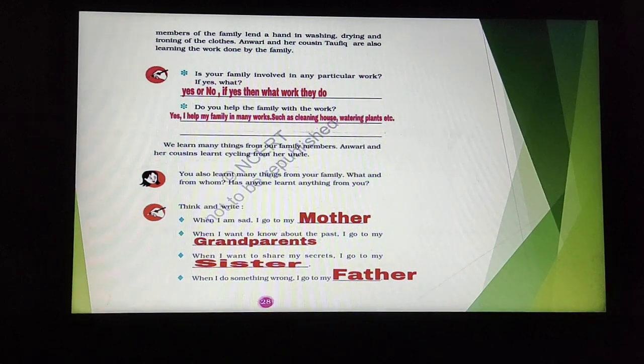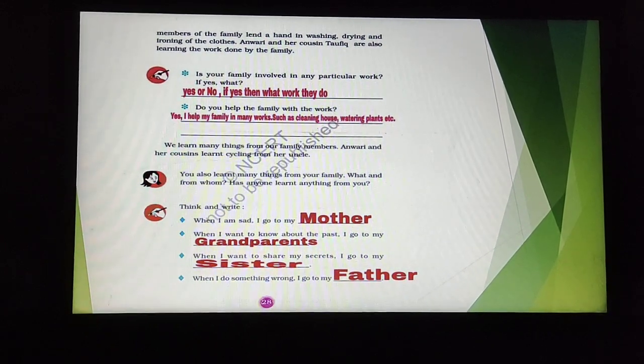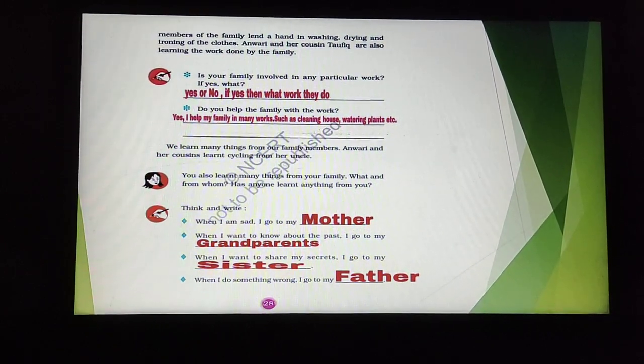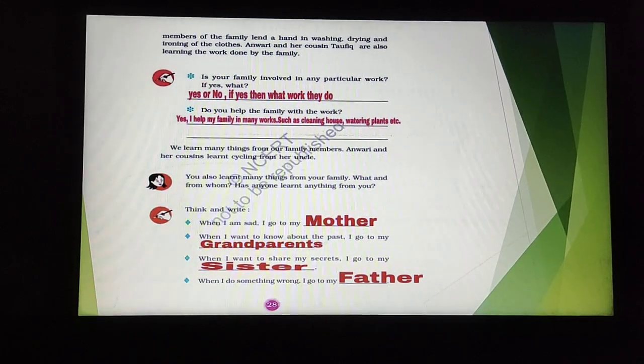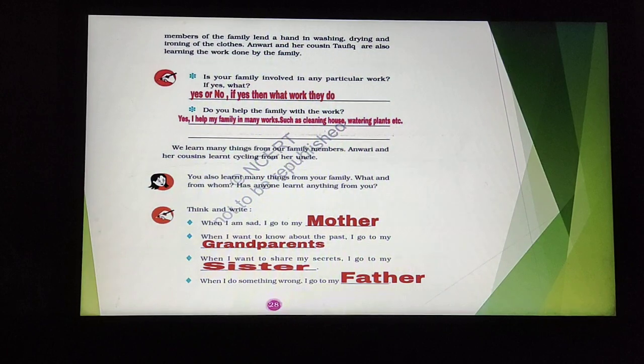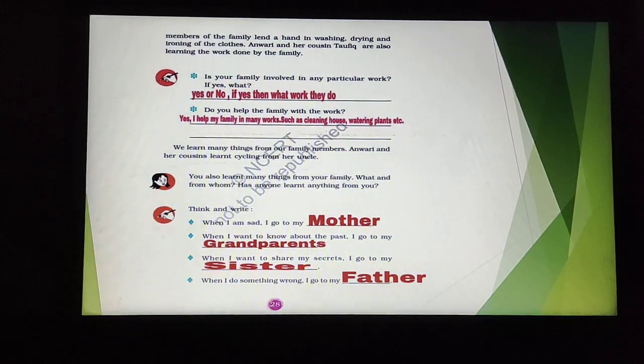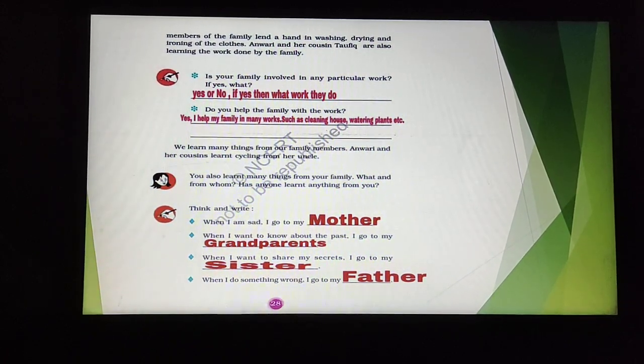Anvari and her cousin. Now see what is the next. You also learn many things from your family. What and from whom? Has anyone learned anything from you? Now see, think and write.